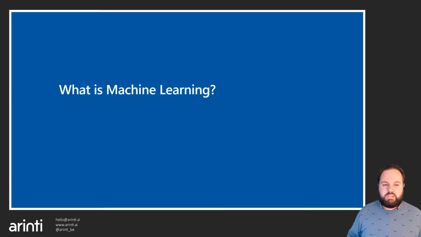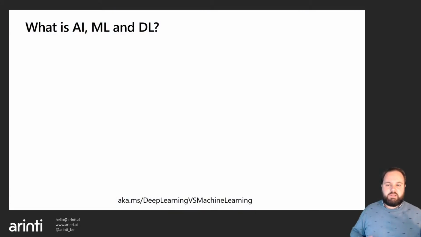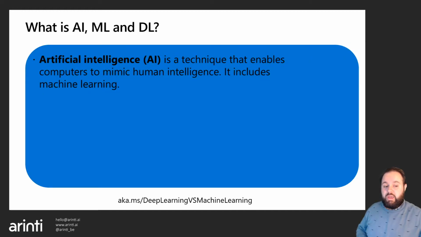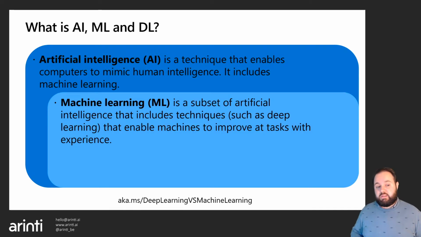So, what is machine learning? Well, machine learning starts out of different phases. We have AI. AI is a technique that enables computers to mimic human intelligence. It includes machine learning, and it's important to understand the relationship between AI versus machine learning versus deep learning, where machine learning is a subset of artificial intelligence that includes techniques such as deep learning, that will be the next step, and that enables machines to improve at tasks with experience. In this case, the learning process.